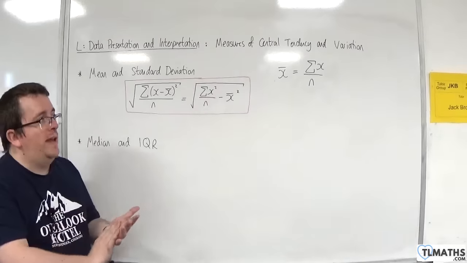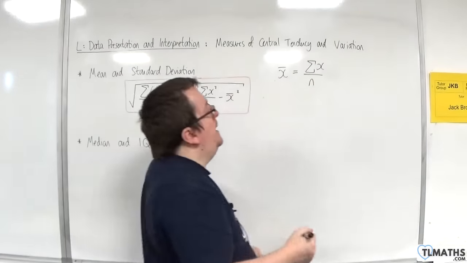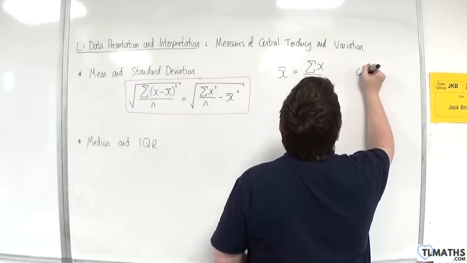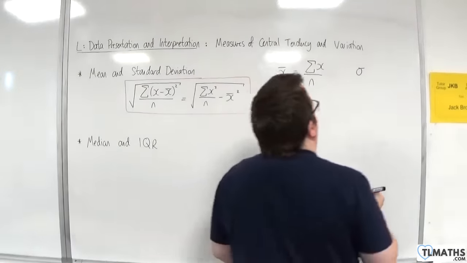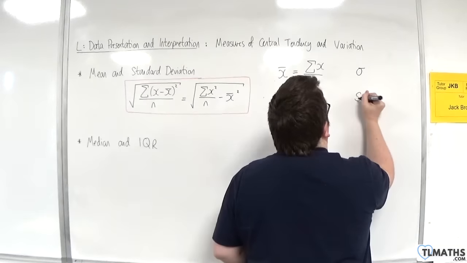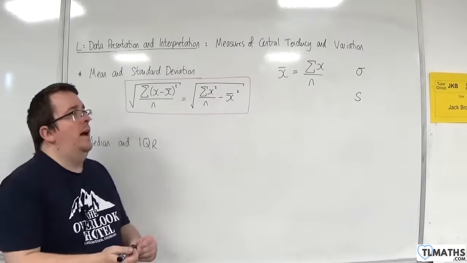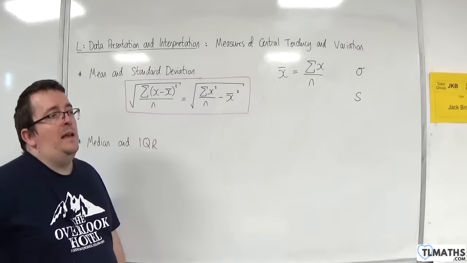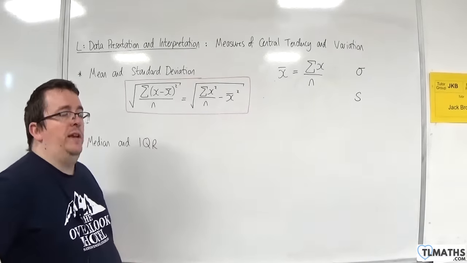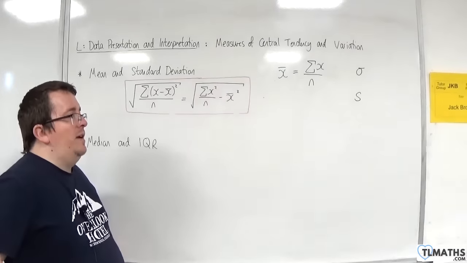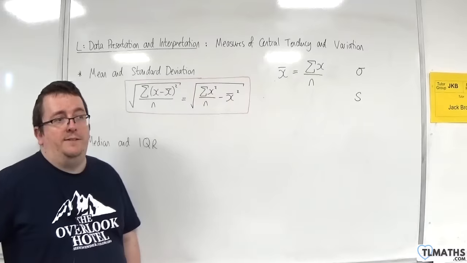Remember that on your Casio ClassWiz calculator, the standard deviation is represented by lowercase sigma, and the sample standard deviation is represented by s. Now, if you know you have a sample taken from a population, then theoretically you should be using s to work out the standard deviation of that data.